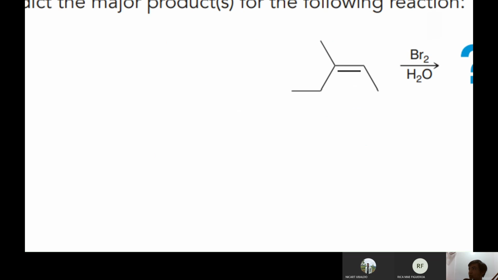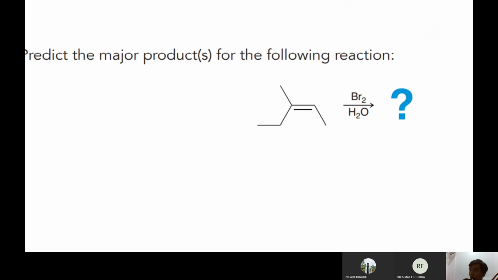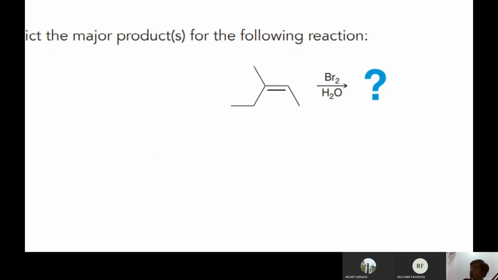Let's try to do this. Predict the major products of the following reactions. So sa tingin nyo, saan kakabit yung Br? Sa least substituted carbon. So ang Br mo ay mapupunta dito. Teka lang, draw ko muna. So yung Br nyo, dito kakabit. Then yung OH, dito kakabit na.